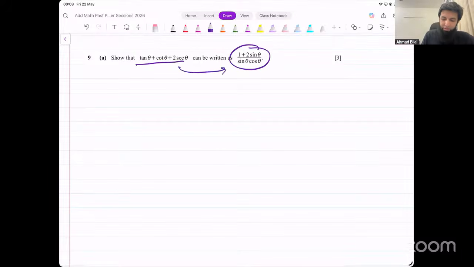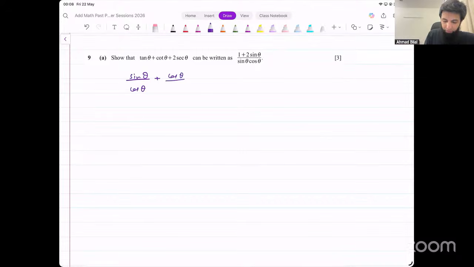Show that this can be written like this. Acha, dekhiye, in the final result that we want, we only have sine and cos functions, right? What we can do is, we can convert all of them to sine and cos first of all. Now, what does that give us? Sine theta over cos theta. That's tan theta, right? Cot is cos theta over sine theta, reciprocal of tan. And secant is reciprocal of cos, so we can write that as 2 over cos theta.